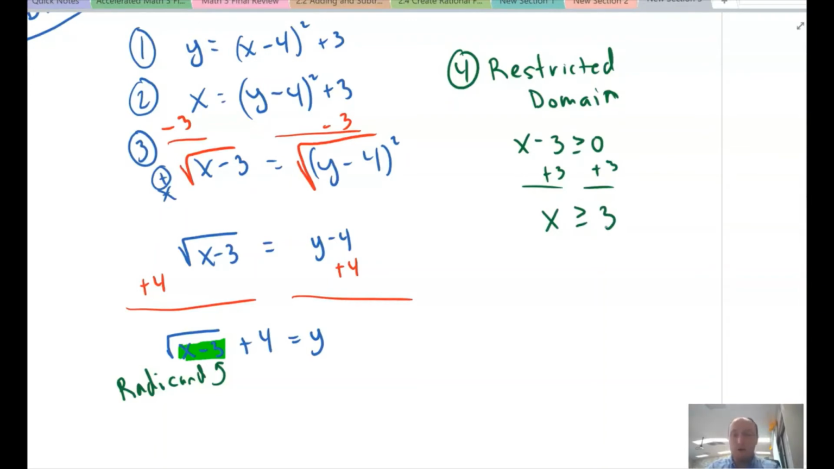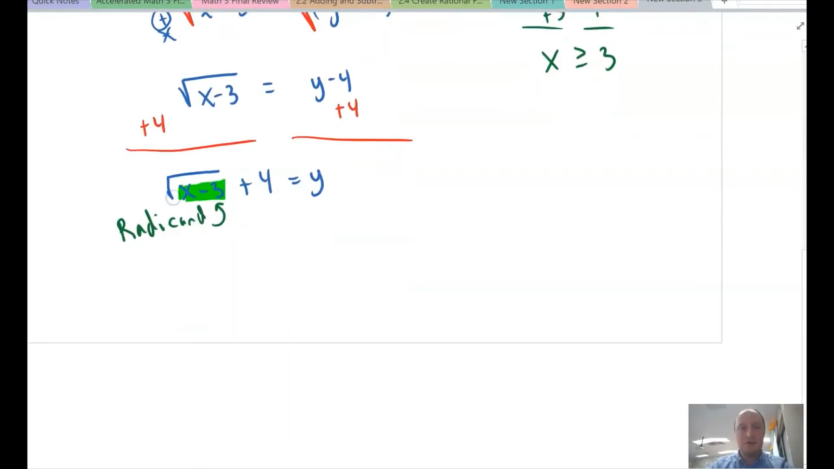Schwarberg, what about the 4 tacked on the end? I don't care. What about if I'm multiplying by a 2 out here? I don't care. All that matters is the radicand, whatever is underneath the square root. Some people call it the house. What's in the house? That's all that matters. All right, so there's your restricted domain.